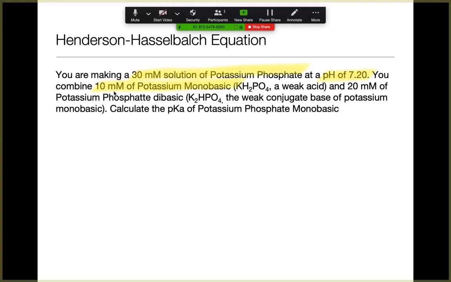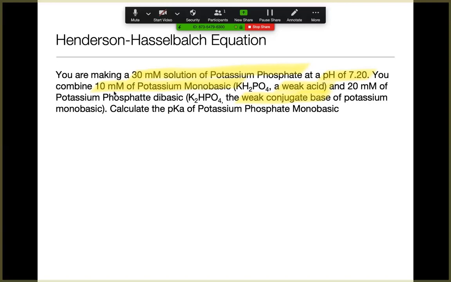We're not going to get into that. Don't worry about it. Just know the name: 10 millimolar potassium phosphate monobasic. Just know that it's the weak acid. We're also combining it with 20 millimolar of potassium phosphate dibasic. Again, don't worry about the name too much. It's just a common buffer used in biology and biochemistry. Just know that the dibasic is the weak conjugate base of potassium phosphate monobasic.